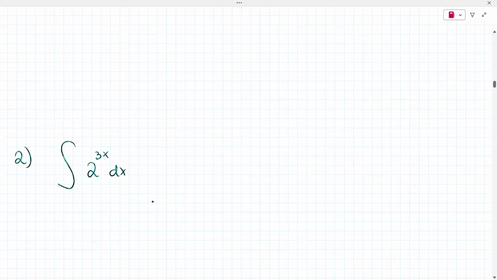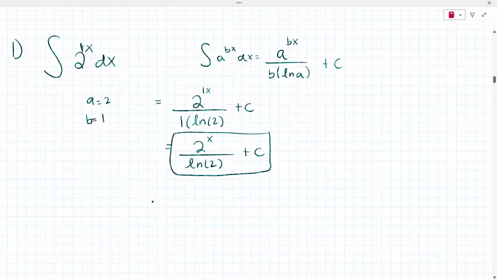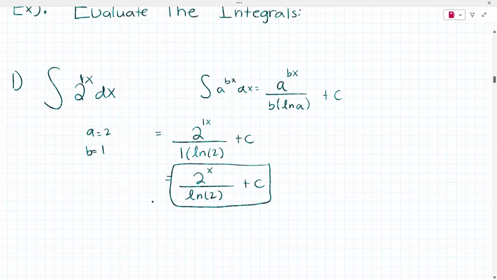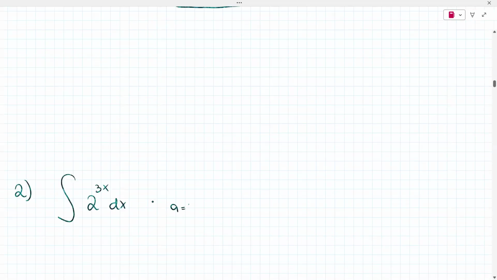Okay, let's move on to example 2. Example 2 is the integral of 2 raised to 3x dx. It's just like the rule. You just use the same rule from here because it's a constant raised to the x. So what is our base and what is our b? Our a is 2. My b is the number in front of x, so it's 3.